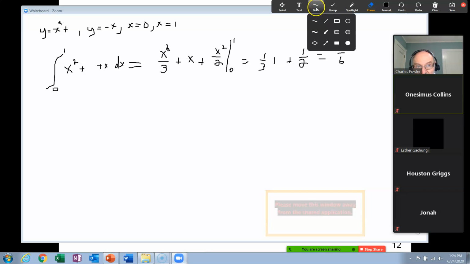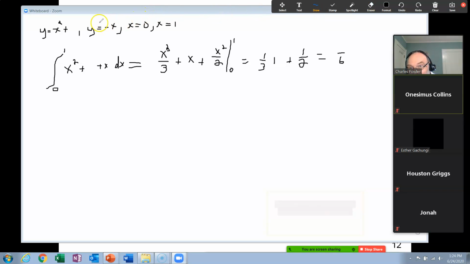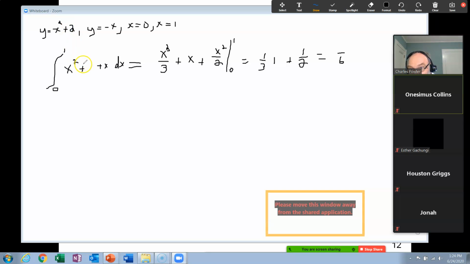Okay. So let's go back and do it right. This is x squared plus 2. That puts the 2 in here. So this would then be a 2x here, and this would be 1/3 plus 2. 2 times 1 is 2, plus 1/2, and that would then be 12/6 plus 5/6, which is 17/6. Okay. There, it's right.